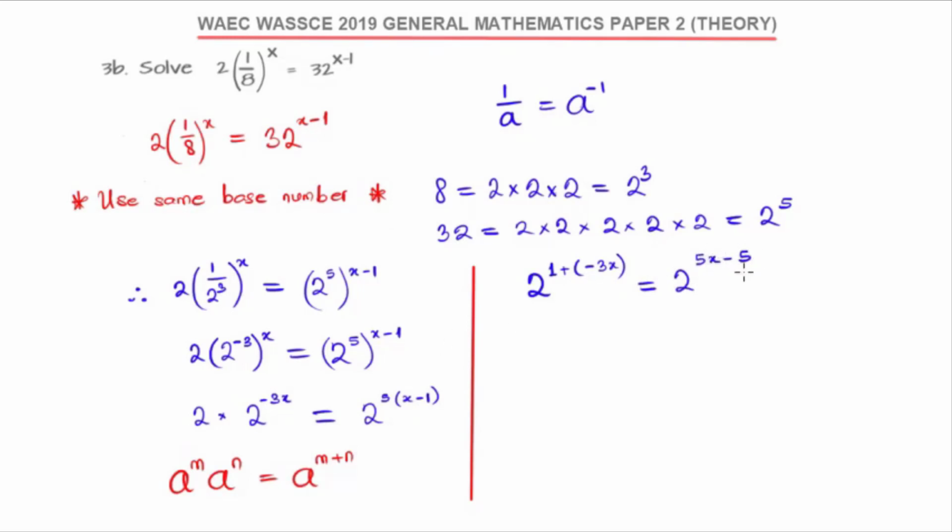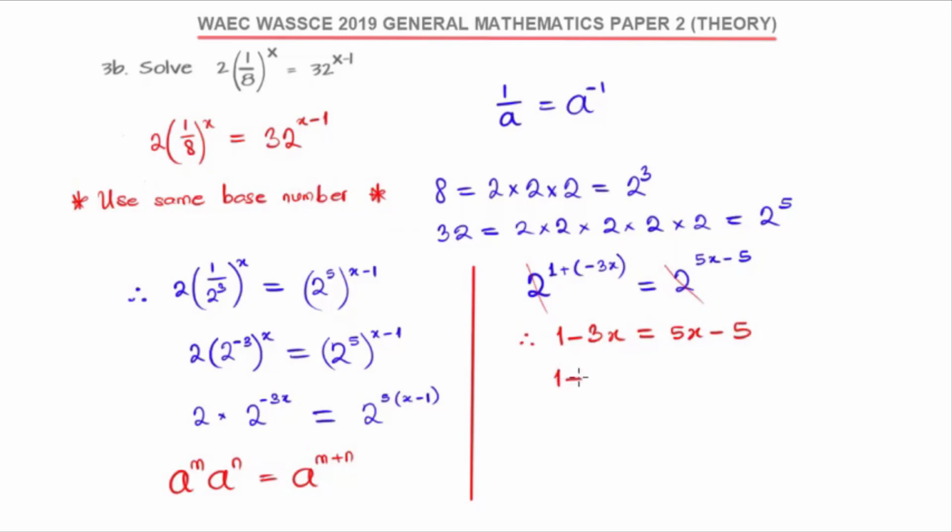Then in the second place, we can open the bracket to be 5 raised to the power x minus 5. So now, we can see that we have the same base, 2. And since the bases are equal, we can knock out the base to leave us with the power. And we have 1 minus 3x is 5x minus 5.